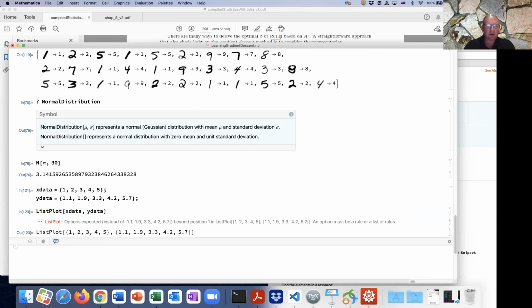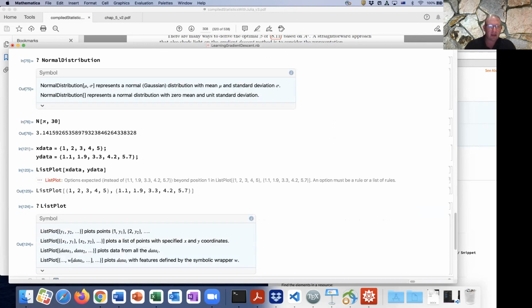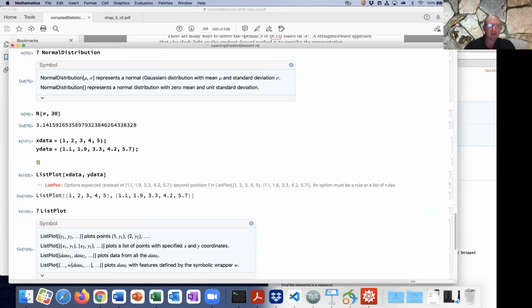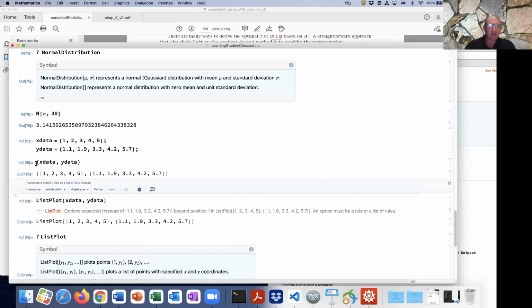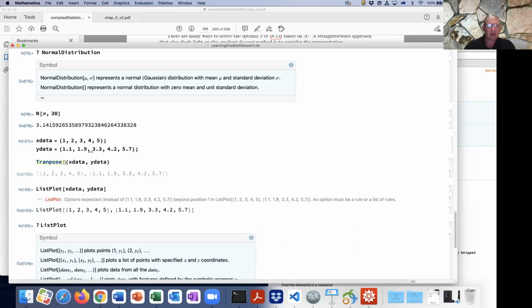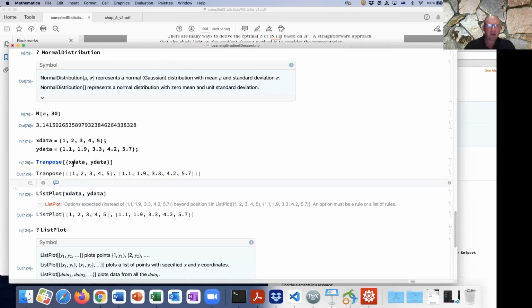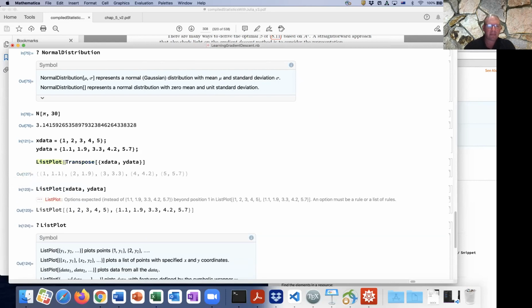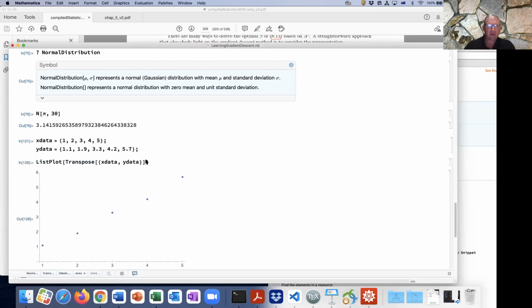I hope this will work. That didn't work. How do I do a list plot? Oh, no, I forgot list plot. Does anybody know on the fly? List plot of, okay, life's annoying. So we do x data, comma y data, and then I think if we do a transpose of that, and I think if we do a list plot of that will work. Cool. Okay, so you see here's the data, almost a straight line.